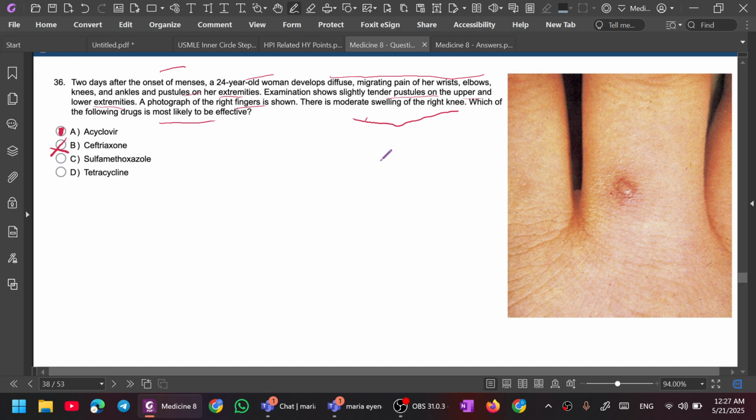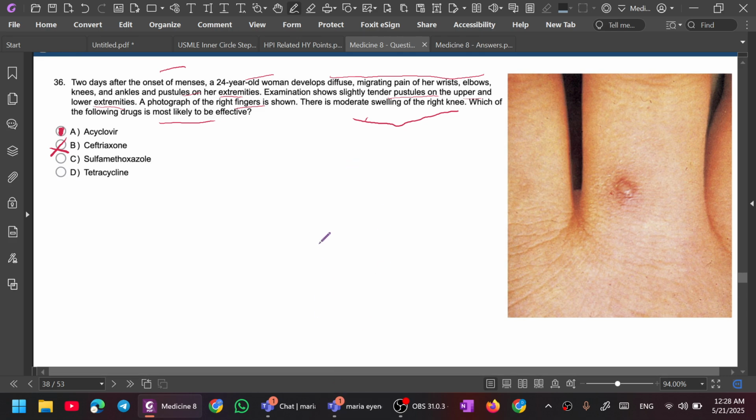I knew it was an STI, and the only STI that comes with dissemination like this is Neisseria. Yeah, it's the only one. But in the hand, herpes can happen. But herpes wouldn't cause the septic arthritis. It says that she has the migrating pain in the wrist and elbows, the arthritis, like polyarthralgia. It is not septic arthritis, yeah, like the polyarthralgia.